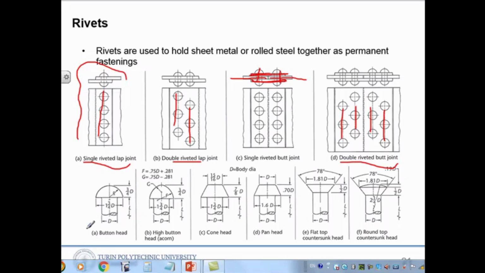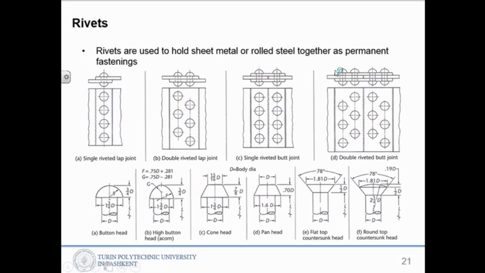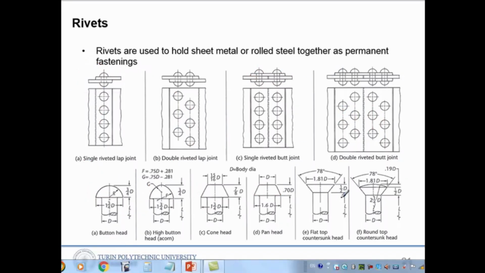And here on the bottom you can see the types of rivets. Based on the head we can differentiate the types of rivets. So button head, high button head, and cone head, pan head, because it looks like a pan, a bread pan, and flat top and round top countersink head. At the top you can see it is a little bit convex.